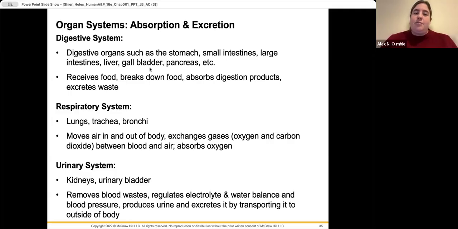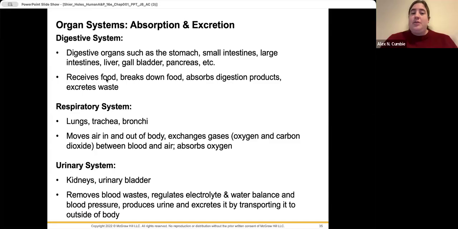And in the digestive system, we have accessory organs. Your liver and your gallbladder are accessory organs, and your pancreas is too, all playing a digestive role of some kind. The main function of the digestive system is obviously to receive food, break it down, absorb any nutrients that we can, and then we excrete waste.